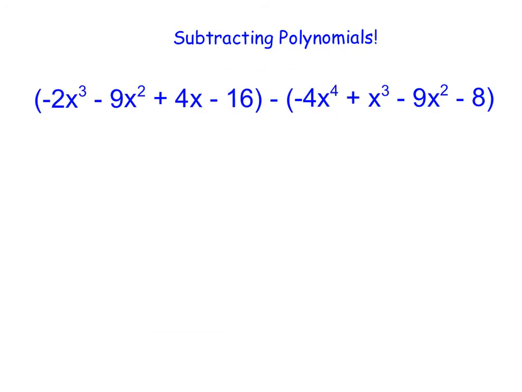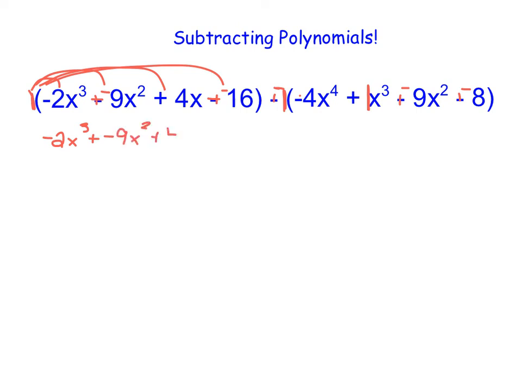And a final example here. Again we're going to put in our ones where we need to. Then from here I'm going to utilize keep, change, change to prevent myself from making an error. And then I'm going to start by distributing out the ones so that I don't have any more parentheses. So this first set, each term gets multiplied by a positive 1, so we have negative 2x cubed plus a negative 9x squared plus 4x plus a negative 16.